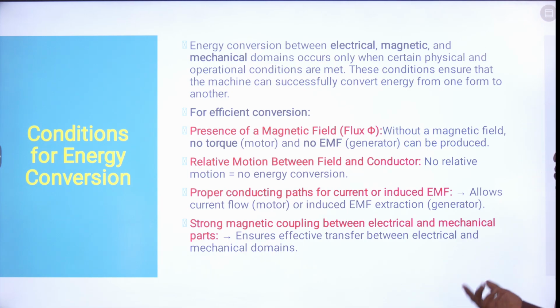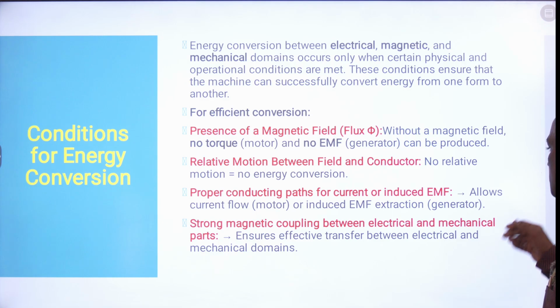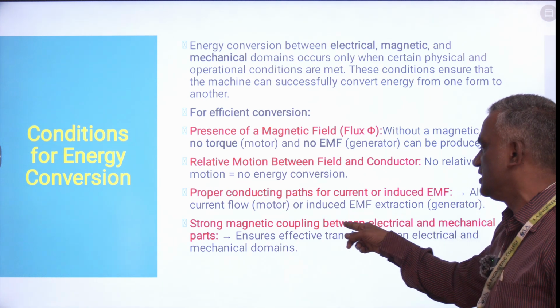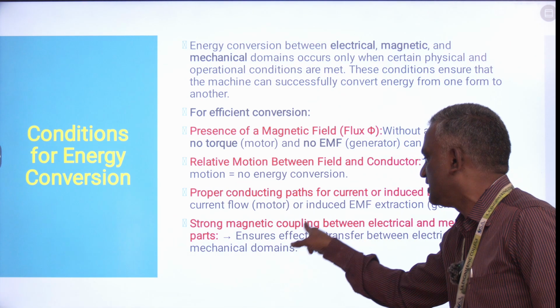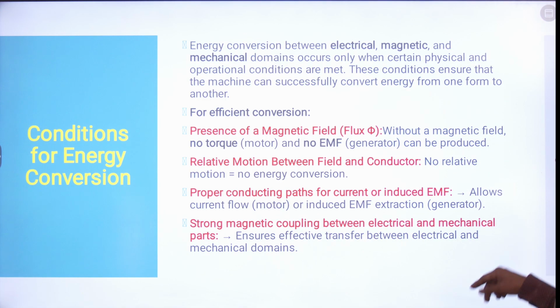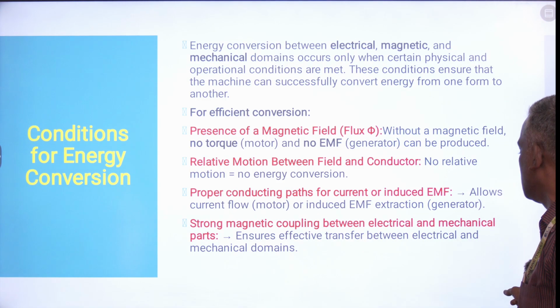There is no motor, there is no generator. Then the third one is proper conducting paths for current and induced EMF. The current has to flow through a proper path, that is very important. Then only EMF will be induced, right? Then a strong magnetic coupling between electrical and mechanical paths is very important. It is actually called magnetic coupling. So if you have proper magnetic coupling, only then will energy be properly transferred.